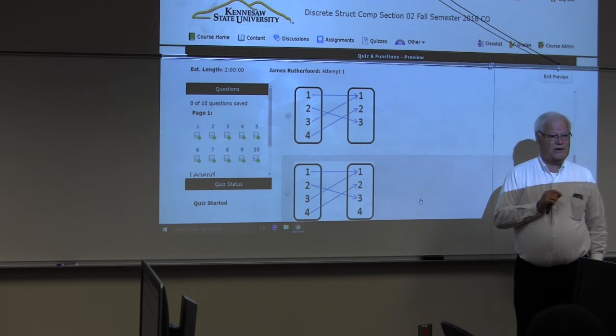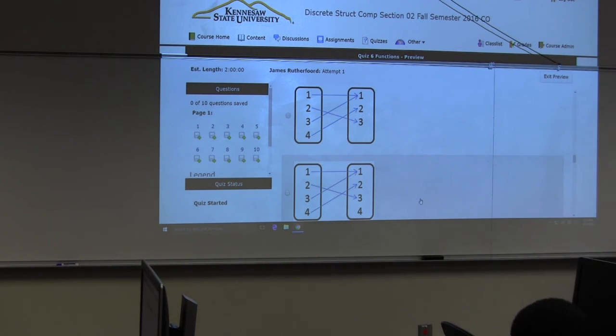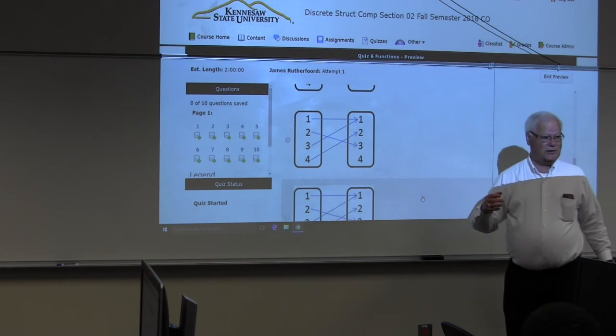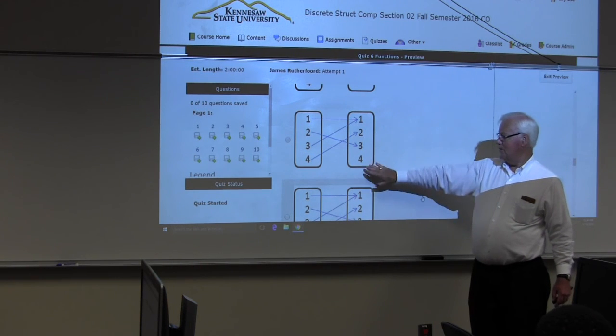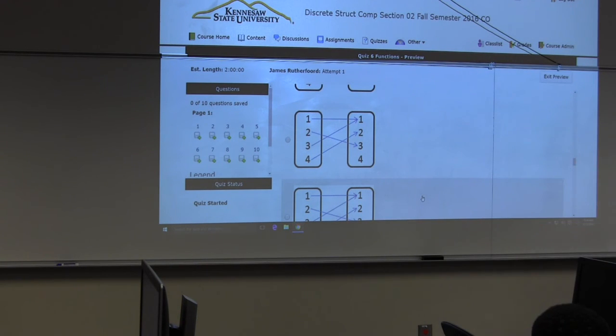So then yes, it is, isn't it? Yeah. Is the second one onto? 4 is not. And by that definition, notice that this one fails, doesn't it? Because the 4 is not covered. Okay? So it's not onto.